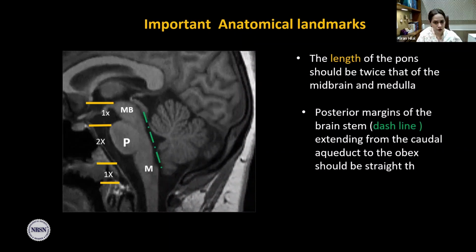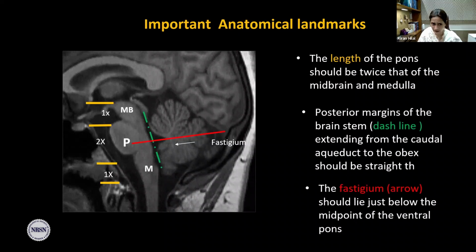Then we talk about the posterior margin of the brainstem, which is this dashed line. It should extend from the cerebral aqueduct to the obex, and it should be straight. It should not be deviated anywhere. Then, to see whether the fourth ventricle is higher or lower in location, you draw a line from the fastigium, which is the triangular pointed area of the fourth ventricle, and it has to cross the lower one third of the pons.